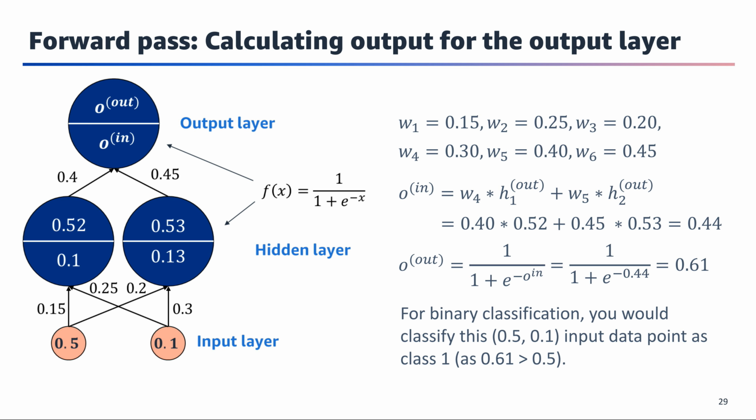By using a decision boundary at 0.5 for binary classification, this would be classified as class 1, because 0.61 is greater than 0.5. If the true class of the inputs x1, x2 equals 0.5, 0.1 is 1, you would be lucky because you built a good network on the first try. However, most of the time, the first neural network model that you build won't be right.